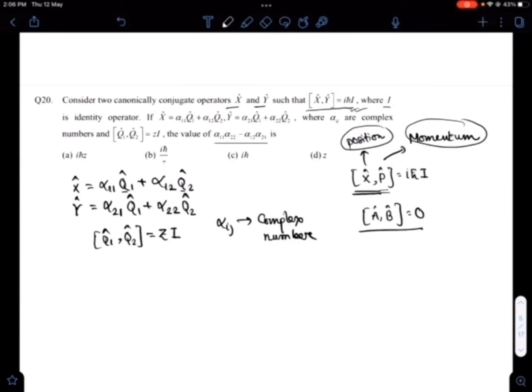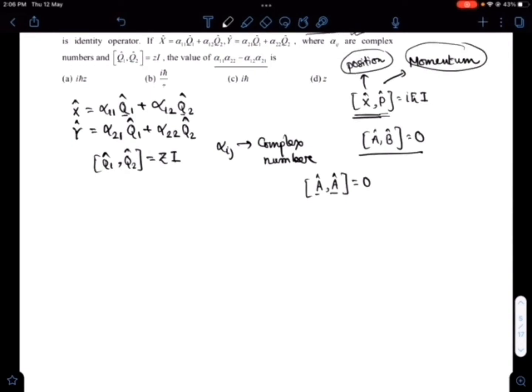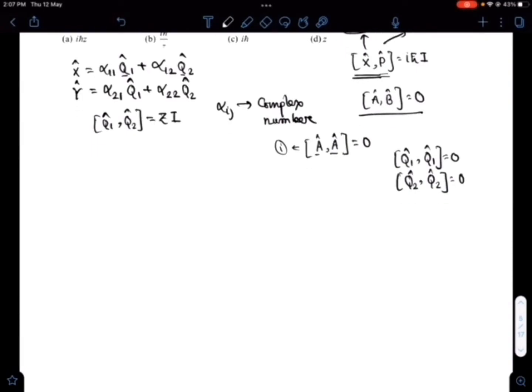Before proceeding, first recall some general rules of commutation. Suppose A is an operator, then the commutator of A with itself must be 0, because these two operators correspond to the same observable, so it is quite straightforward that this should be 0. In this way, the commutator of q1 with itself should be 0, and for q2 this also should be 0. This is the first rule of commutation.